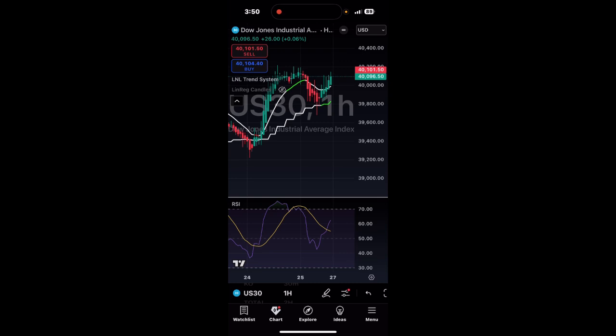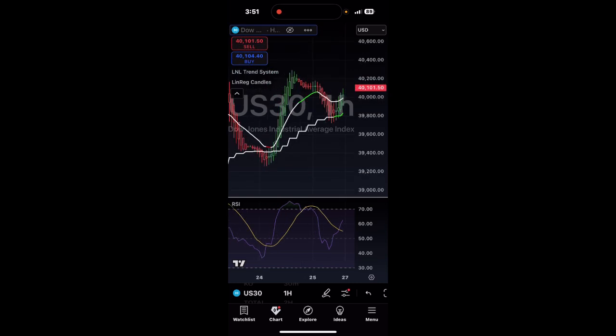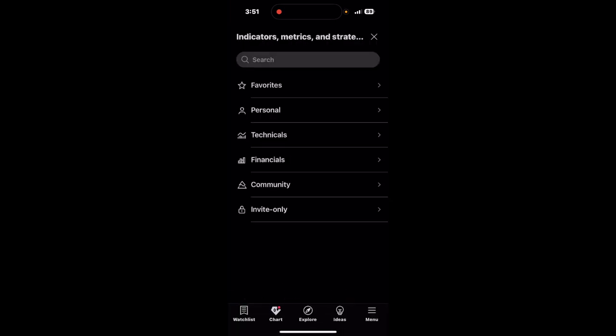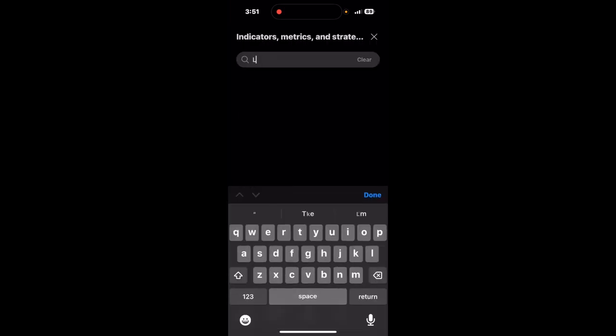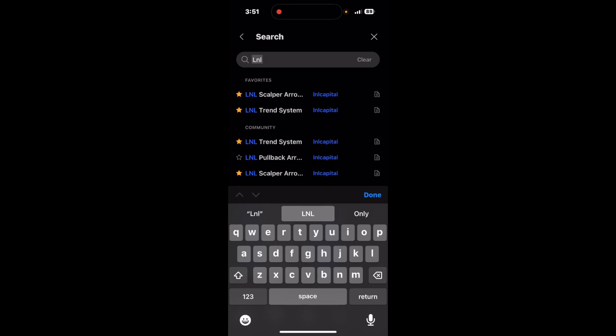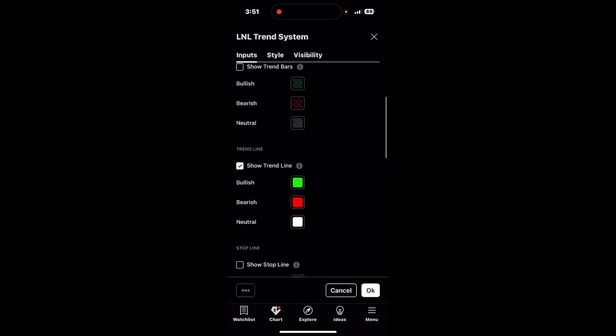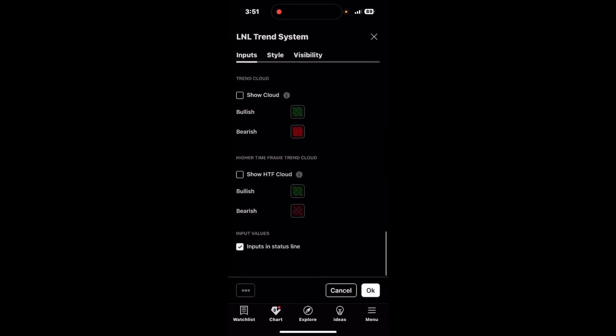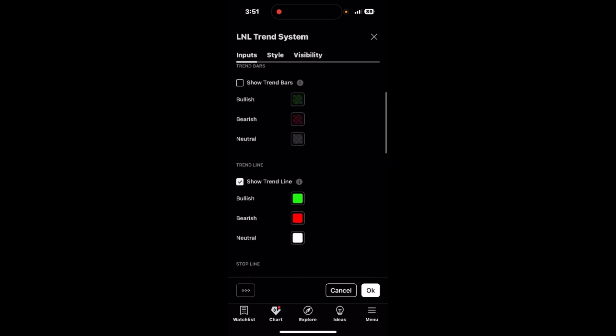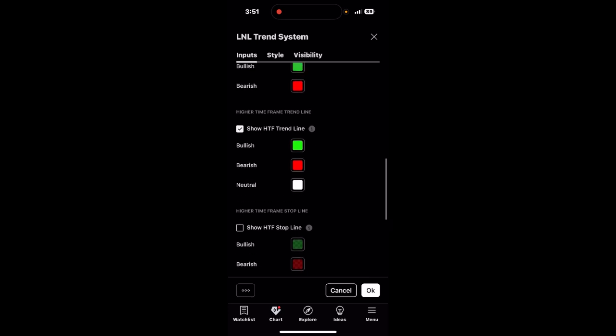There's 3 indicators that I use. The first one you want is to get the L&L trend system. So basically go to indicators and you go to L&L. It's by L&L Capital, and basically the settings, you can check everything off by default. You only need show trend line and make your colors bright, and show HDF trend line and make your colors bright. You uncheck everything else.